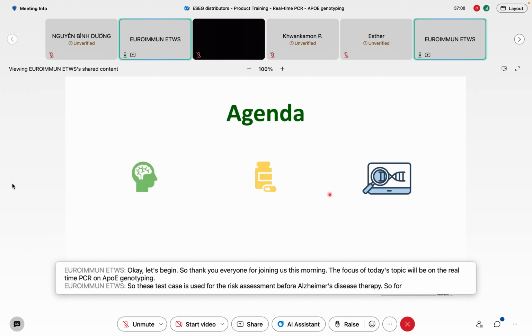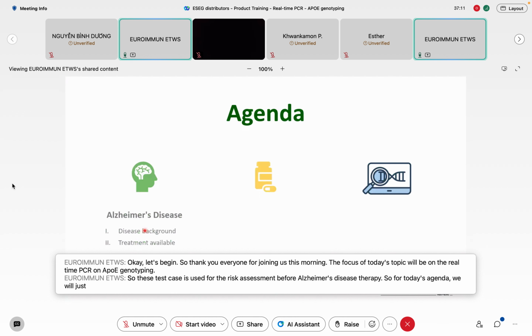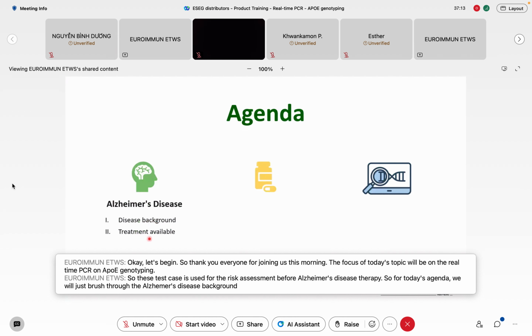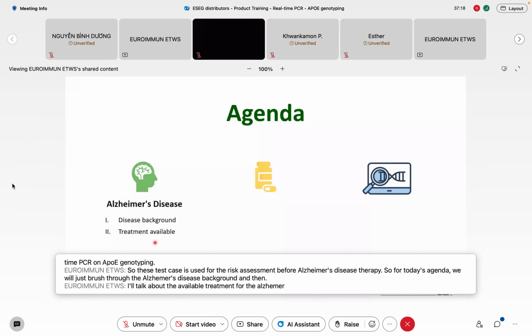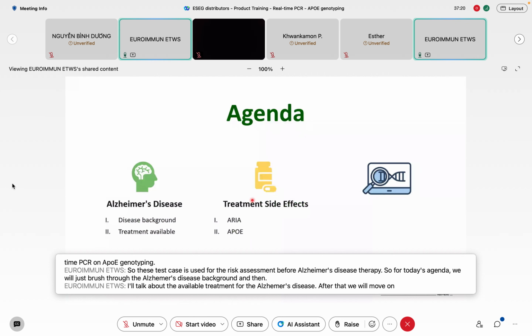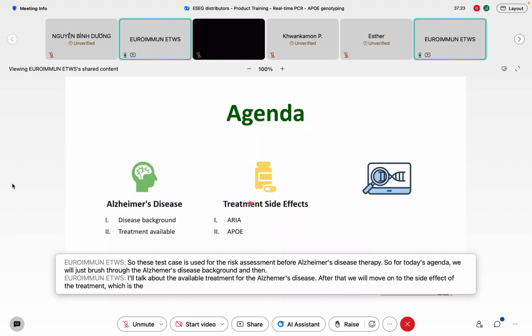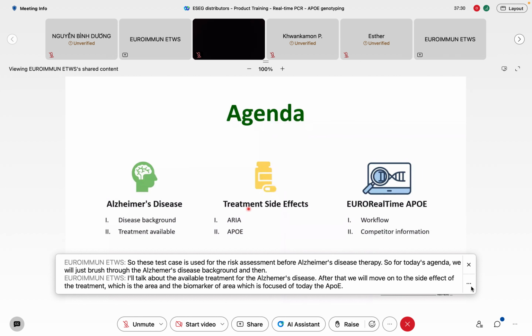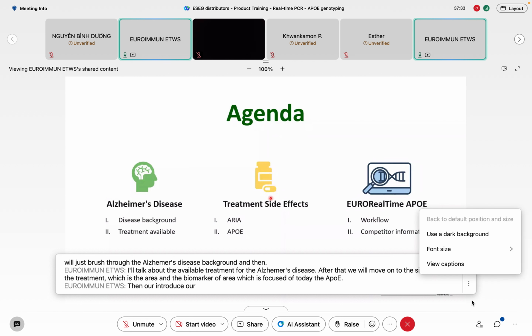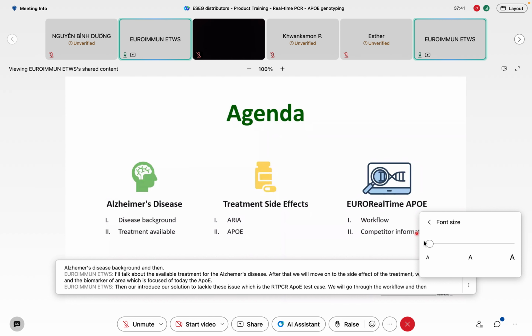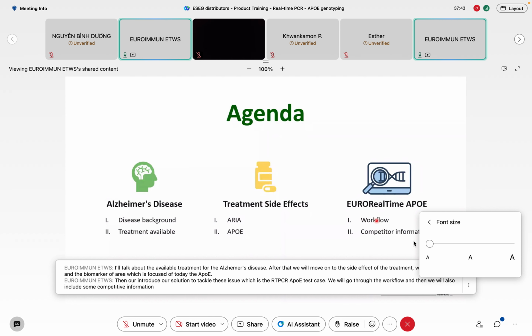For today's agenda, we will just brush through the Alzheimer's disease background, and then I'll talk about the available treatment for the Alzheimer's disease. After that, we will move on to the side effect of the treatment, which is the ARIA, and the biomarker of ARIA, which is the focus of today, the APOE. I will introduce our solution to tackle this issue, which is the RT-PCR APOE test kit. We will go through the workflow, and then we will also include some competitor information before we finish the presentation.